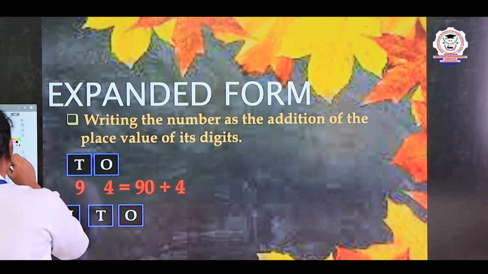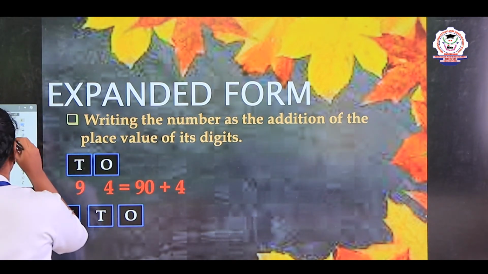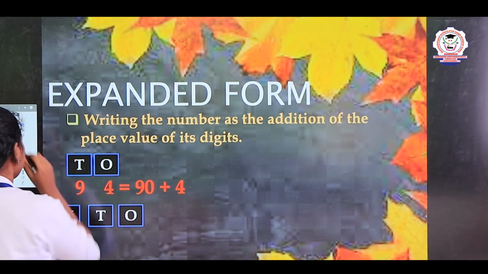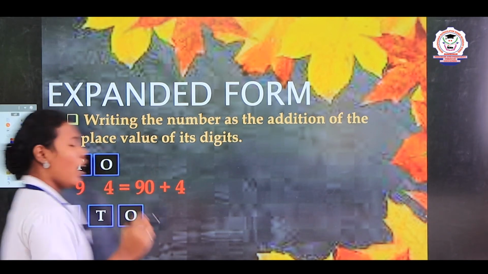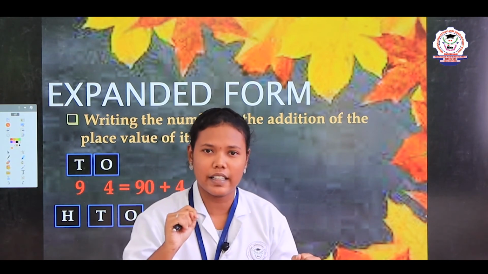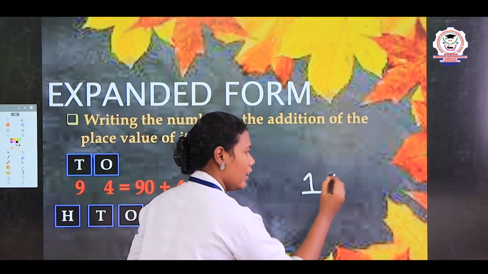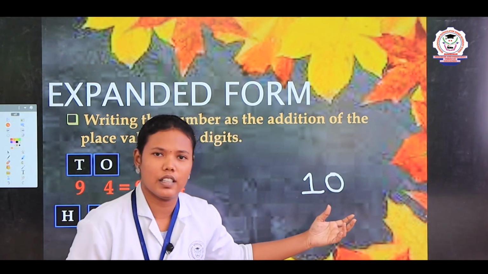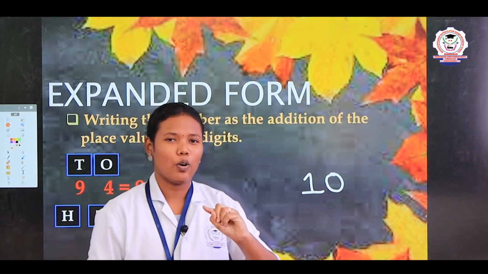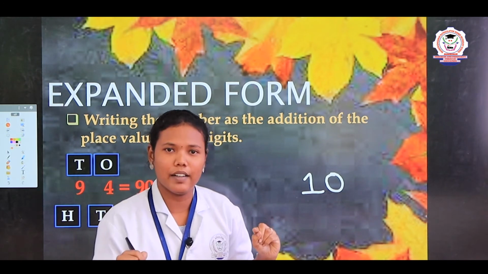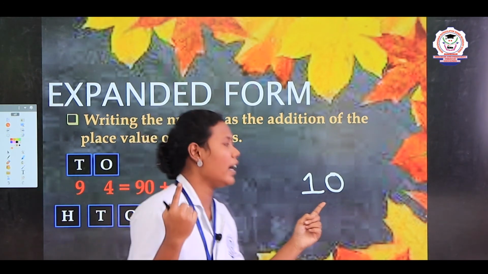So do you know, children, how many 0 are present in tens? How many 0 are present in tens? How will we write 10? 1 and 0, right? How many 0 is here? Only 1, right? So for tens in expanded form, we use 1 zero.